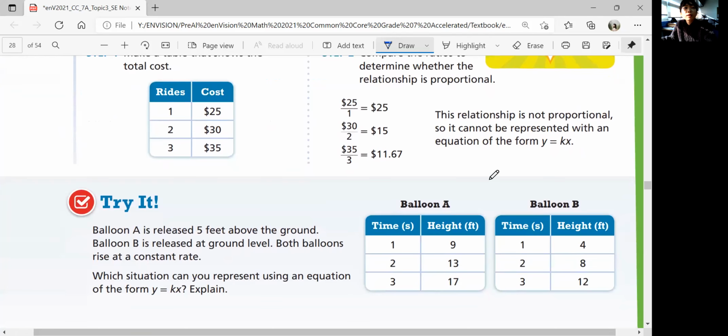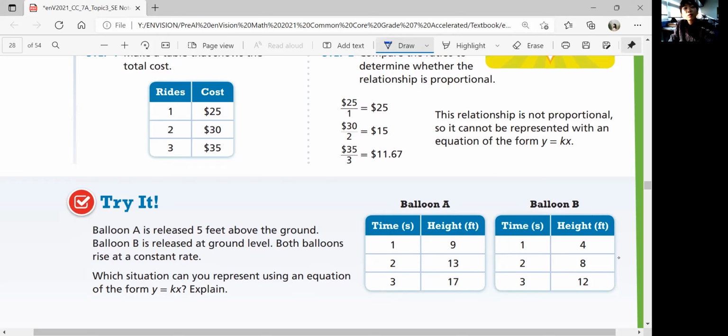Try question. Balloon A is released 5 feet above the ground. Balloon B is released at ground level. Both balloons rise at a constant rate, which means their rate is going to be the same. Which situation can you represent using an equation of the form y equals kx? Can we represent balloon A with y equals kx, or balloon B, or both, or neither?